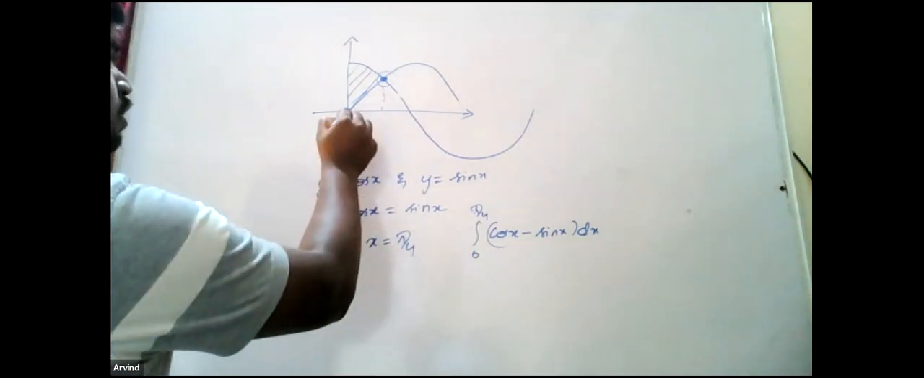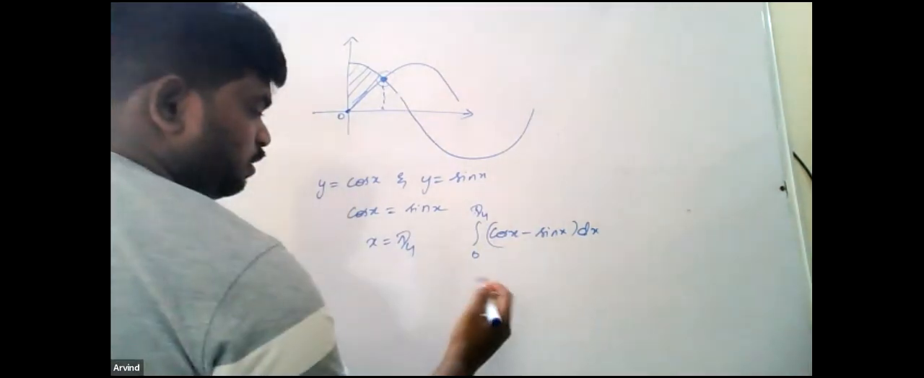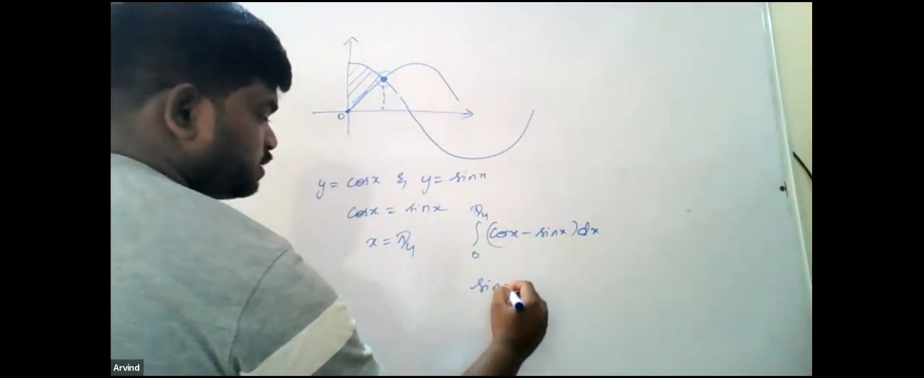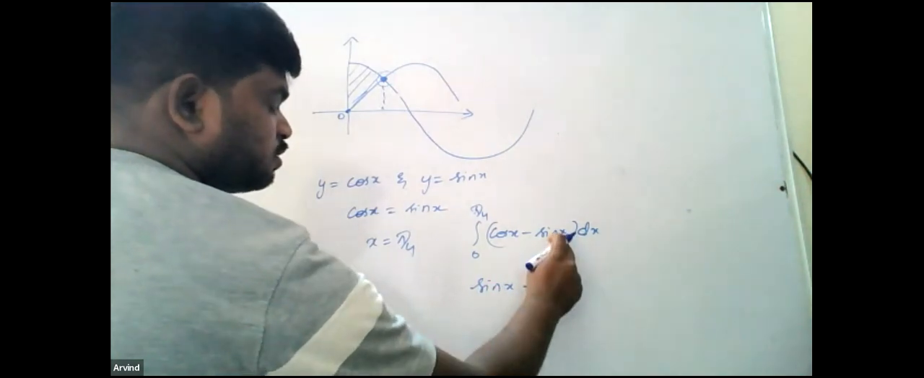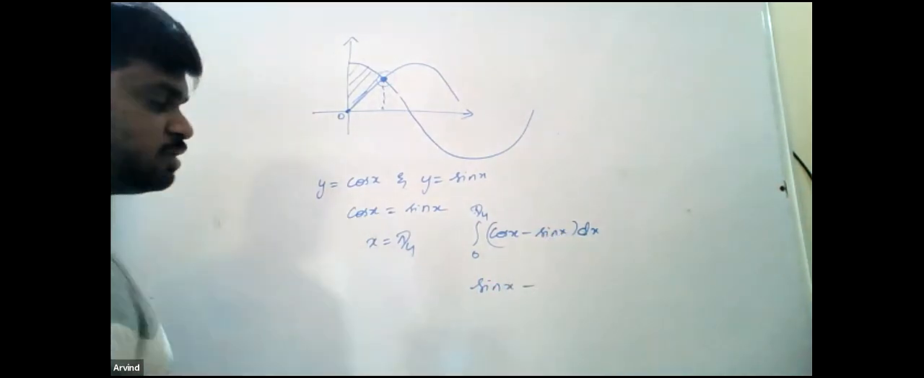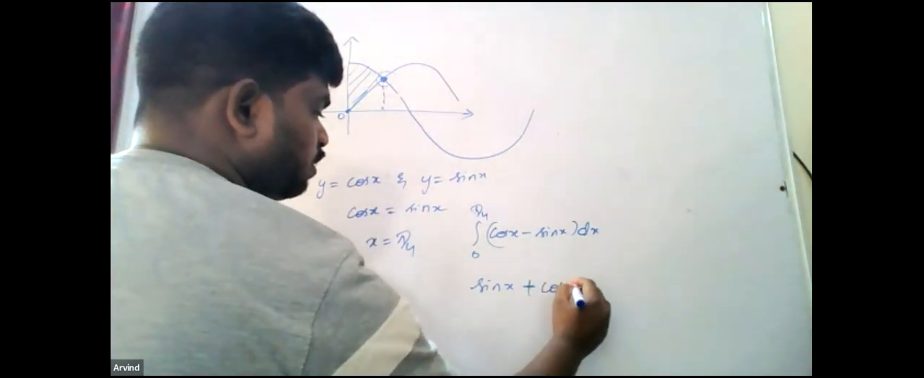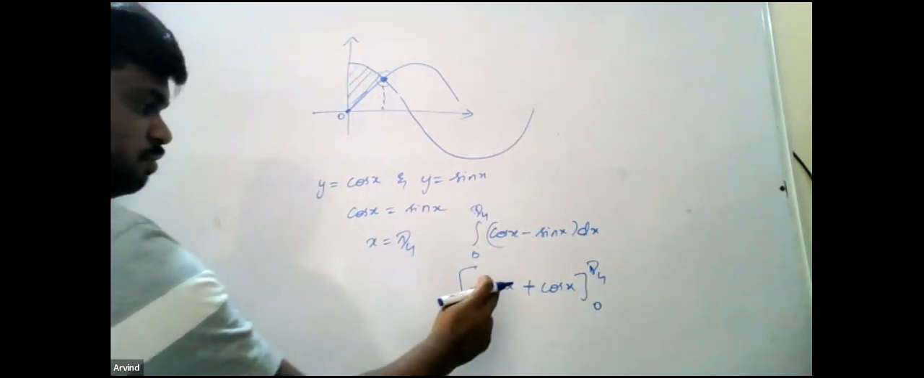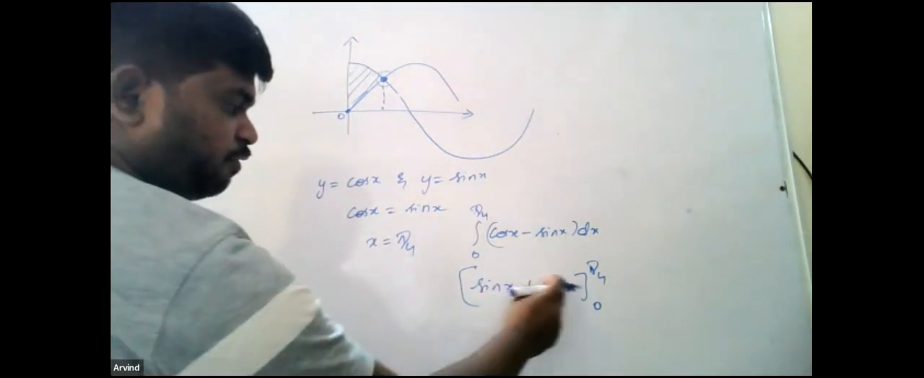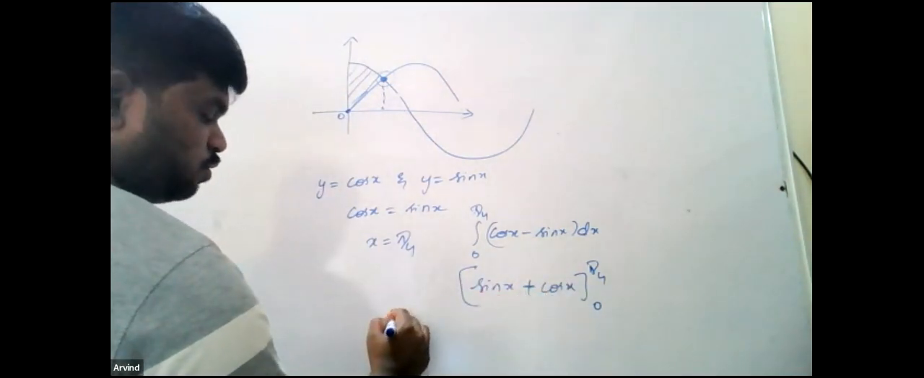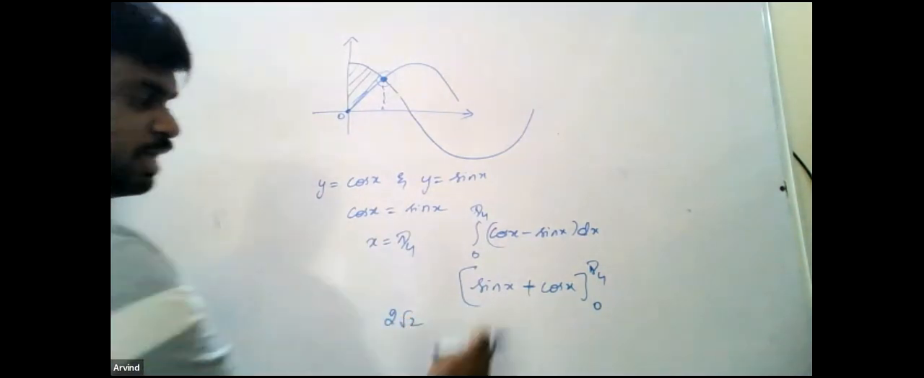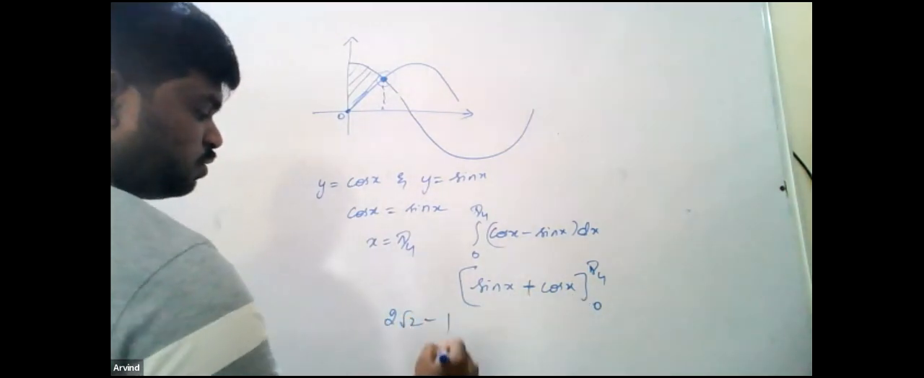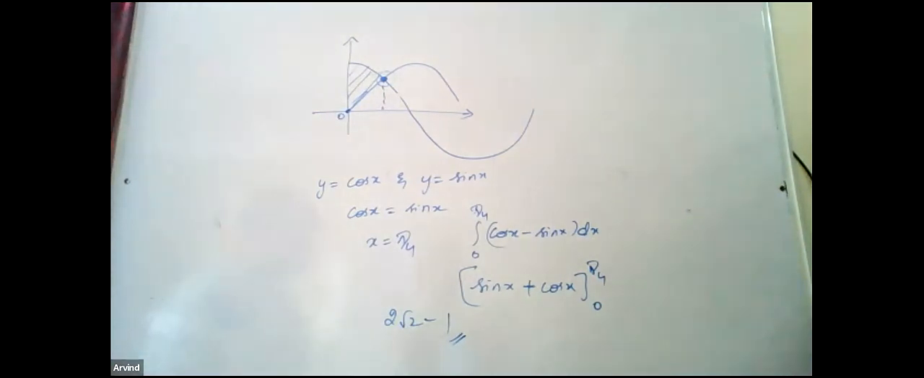Okay. From here till here, integrate and whatever answer you get. So the integration of cos x minus sin x: minus sin x integrates to minus cos x, so it will become plus cos x, between pi by 4 and 0. So sin pi by 4 plus cos pi by 4 will become root 2 plus root 2, which is 2 root 2. Sin 0 is 0, cos 0 is 1, so 2 root 2 minus 1. That will be the answer.